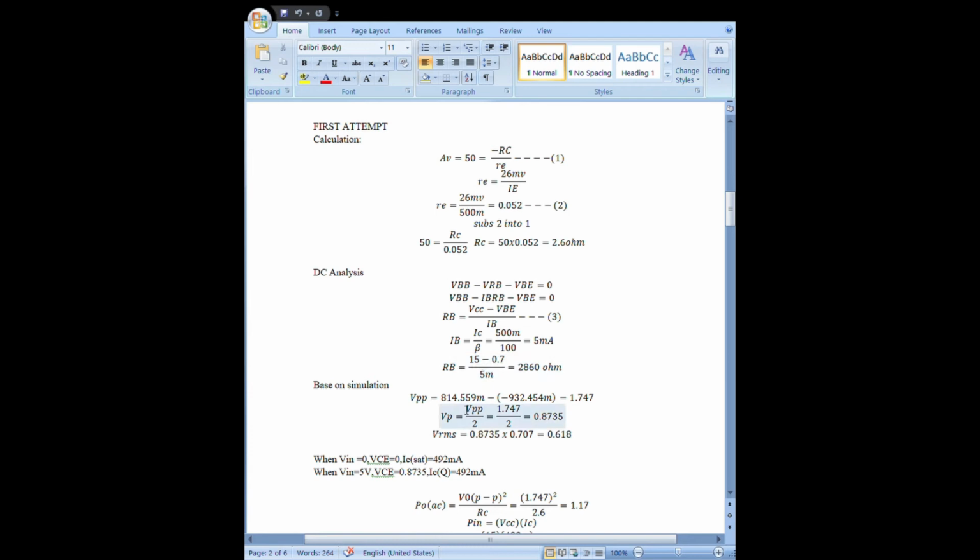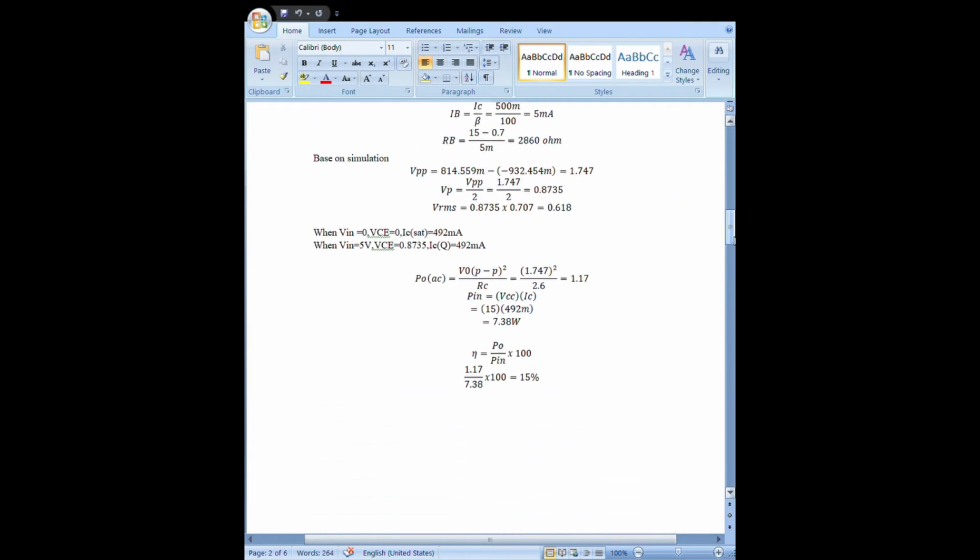we get the VPP equal to 1.747 and the value of VPeak and VRMS. And then the value of P out, we get P in, and this is the percentage of power.